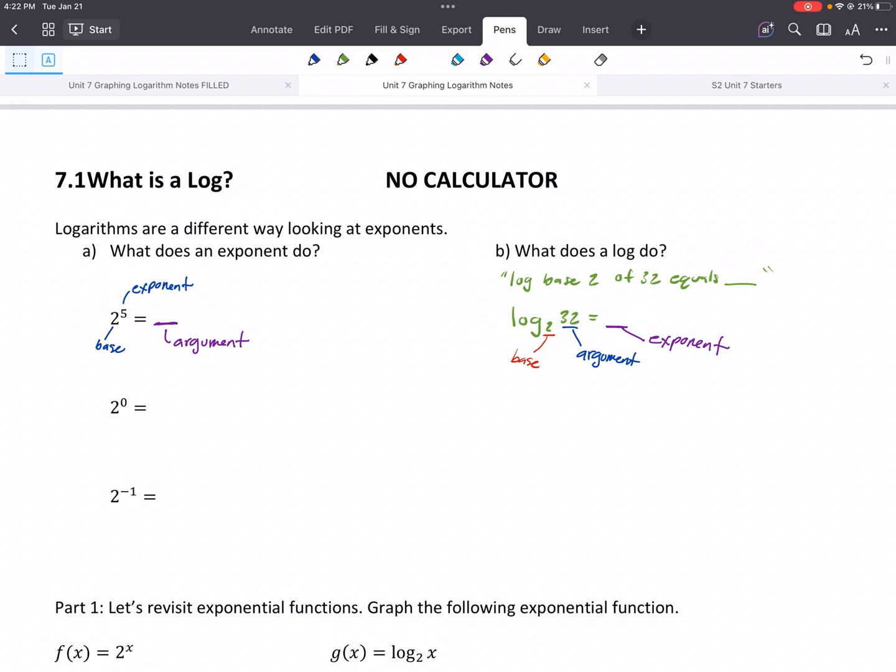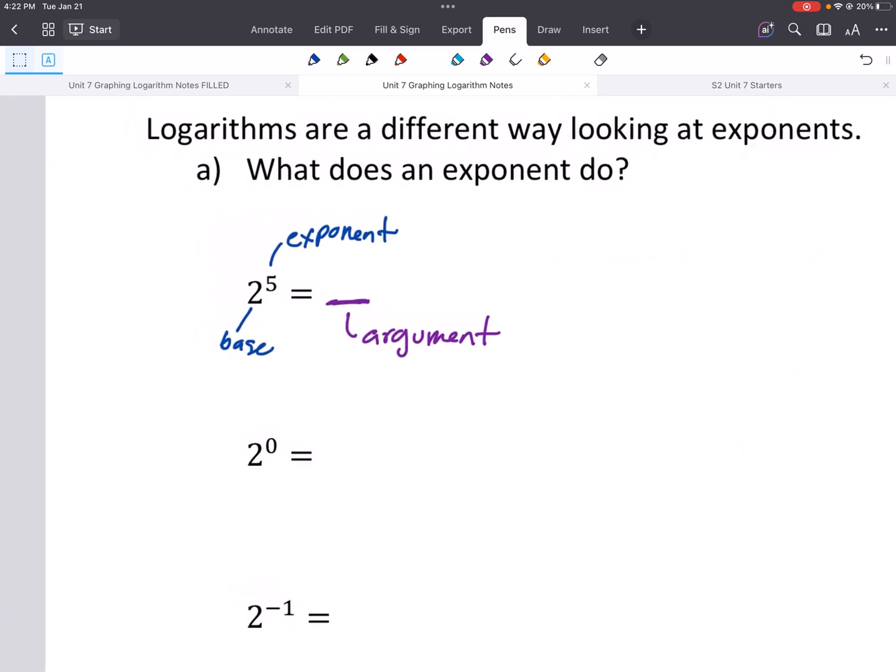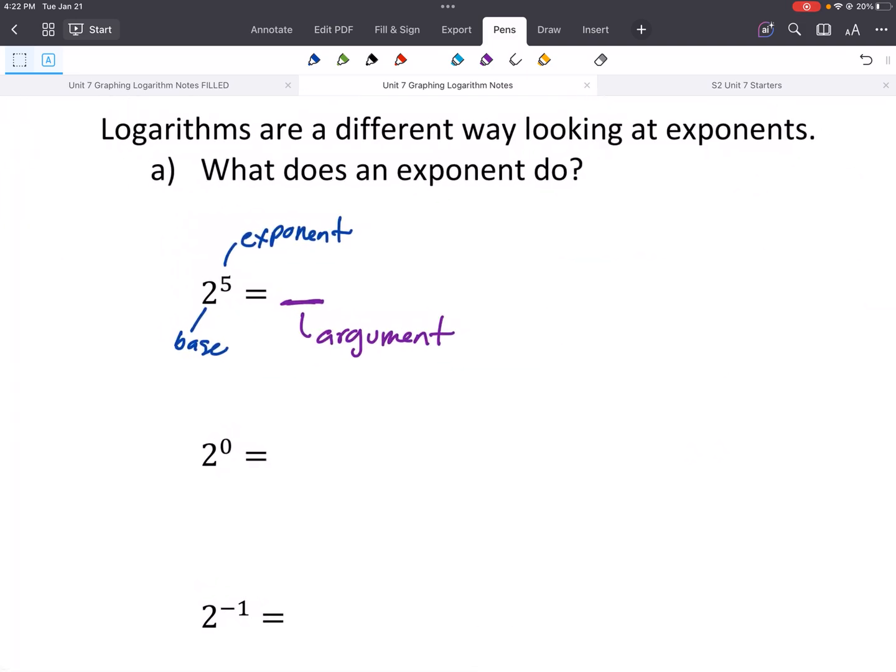All right, everybody, this is 7.1. We're talking about logarithms today. What is a log? Well, logs are just a different way of looking at exponents. So if we're talking about exponents, then we should probably do a quick review of that. And how is that related to logs? So that's kind of like our main goal today.